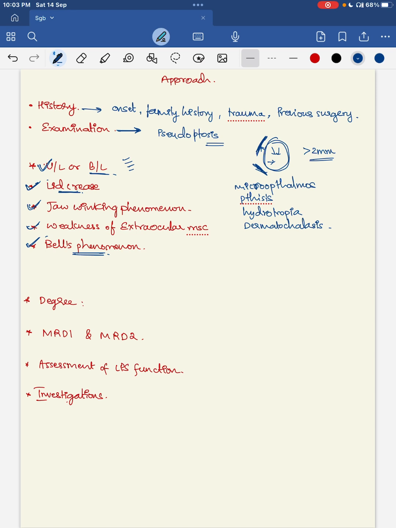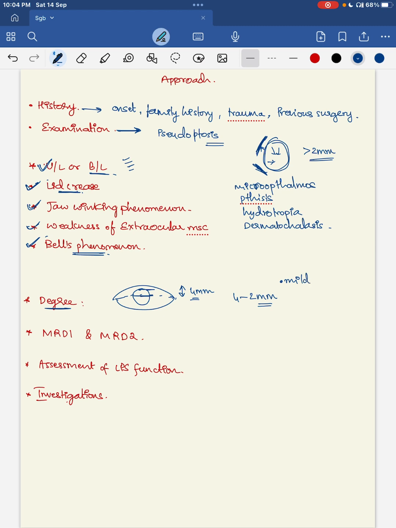Next, after examination, one part is done. The other part is that the amount of ptosis should be evaluated. It is measured using a scale: the part of the cornea covered by the eyelid. The total part of the cornea covered by the eyelid is to be examined. If it is 4 millimeters, we have to subtract 2 millimeters from it, because 2 millimeters is the normally covered corneal part by the eyelid. Apart from that, how much more it is covered, that much is the amount of ptosis. We have to grade it.